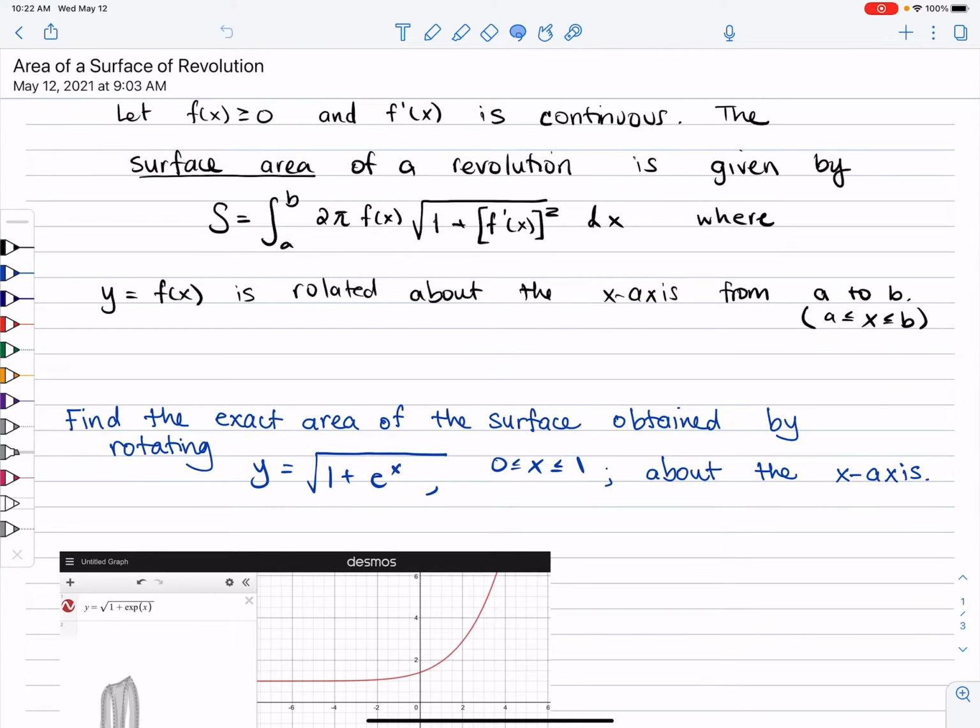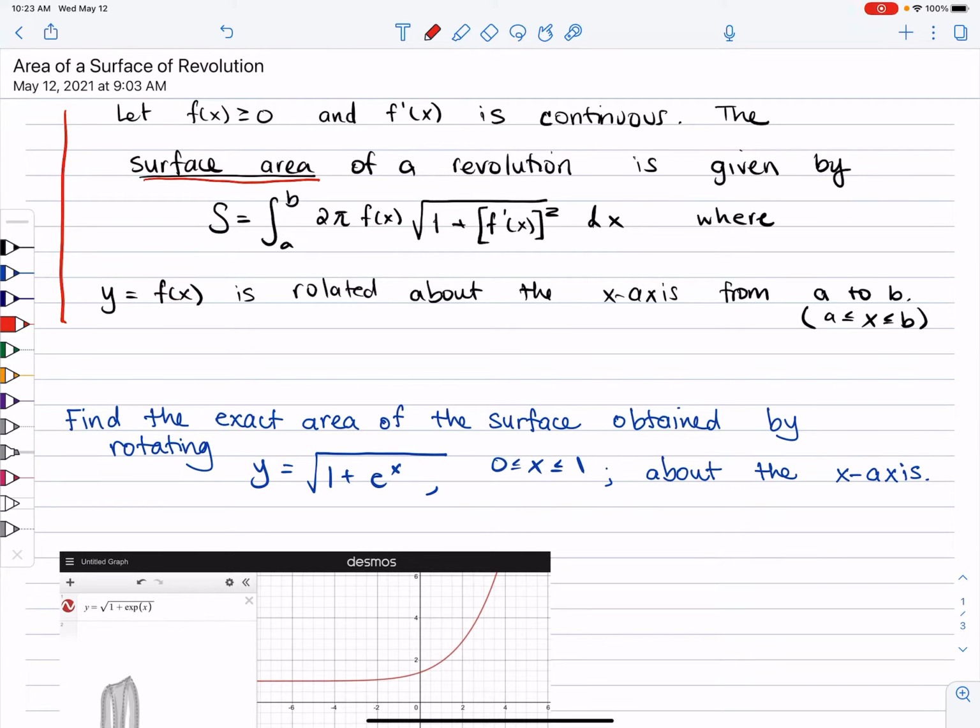In this example, we're going to look at the area of a surface of revolution. Here we have the formula that we're going to be using, and it states that if we let f of x be a function greater than or equal to 0, and if its first derivative is continuous, then the surface area of a revolution is given by this formula.